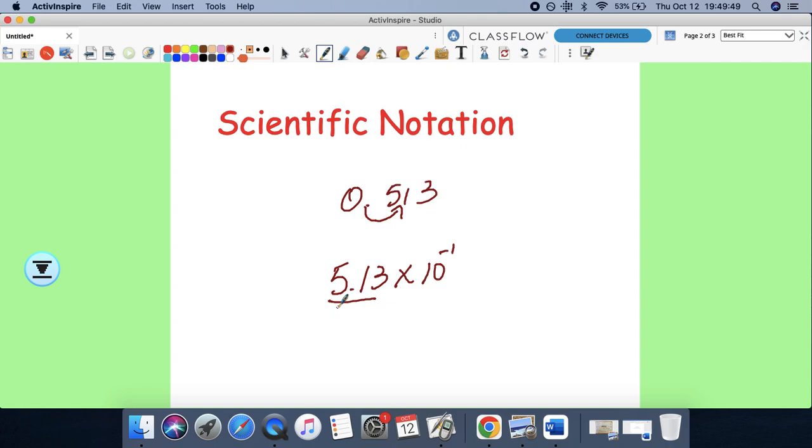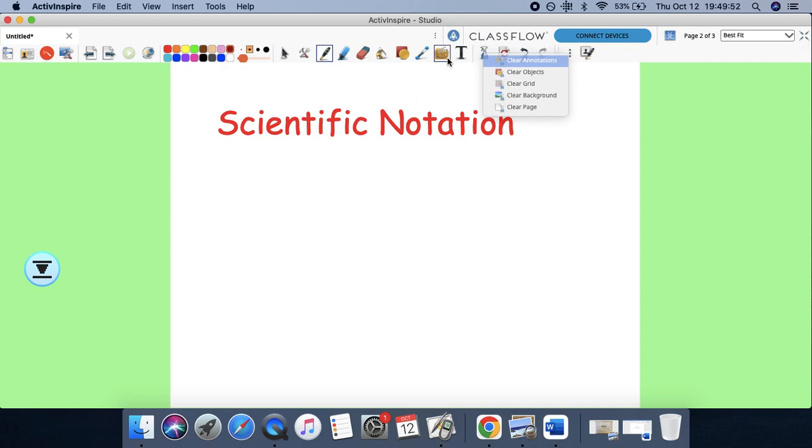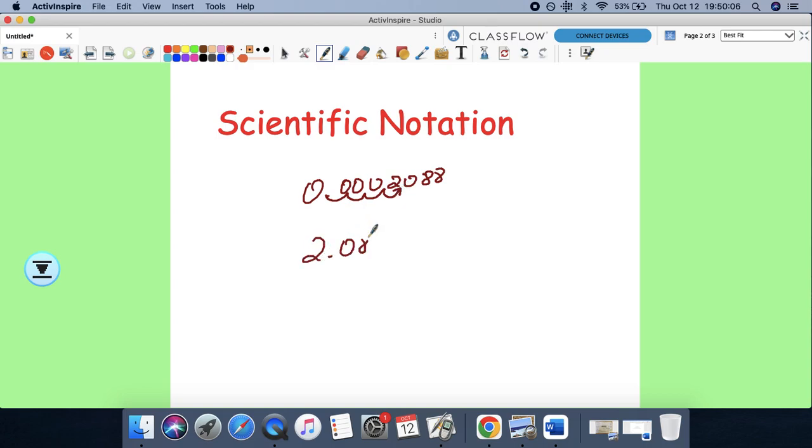Okay, so the second one. So again, 0.000, I think there's 302088. We're moving this decimal 1, 2, 3, 4. So it's going to be 2.088 times 10, and again, it's a negative exponent, 10 to the negative 4th. All right, which makes our answer 2.088. Okay, answer is A. So that was number 3.